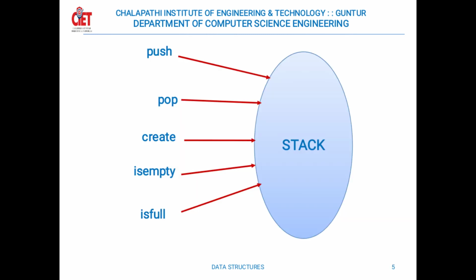The operations performed on a stack are push, pop, create, is empty, is full. Push operation is used to insert an element into the stack. Pop operation is used to remove an element from the stack. Create is used to create a stack. Is empty is used to verify whether the stack is empty or not. Is full is used to verify whether the stack is full or not.